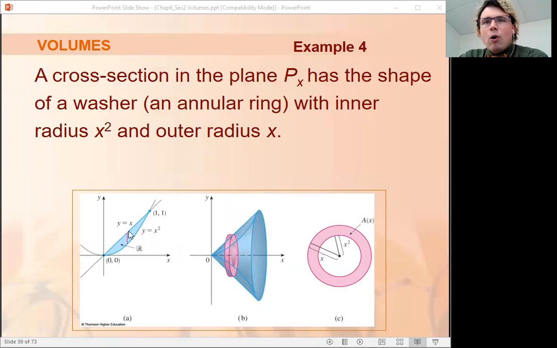Well, one of those circles has radius equal to x for my y equals x function. That's going to be my larger radius. The other of them has radius equal to x squared, and that's going to be my smaller radius. X squared is less than x for numbers between 0 and 1. And I can see that in the picture.